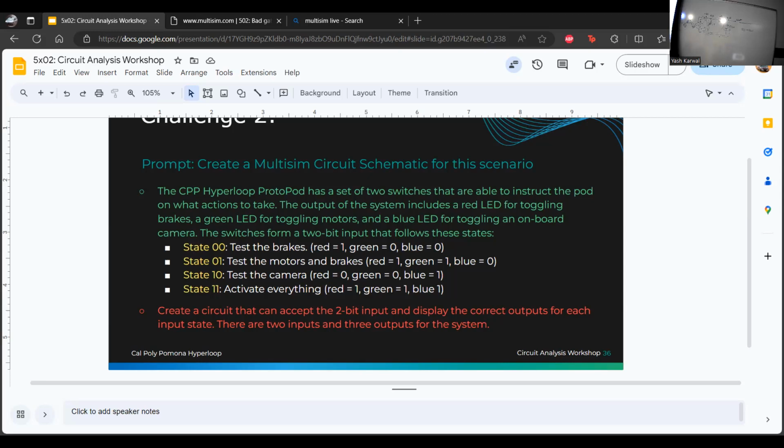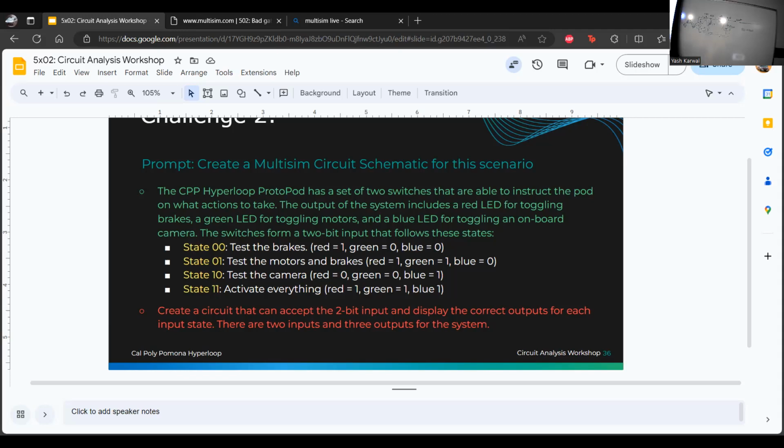Okay. You might want to do a truth table. Yeah. Truth table, all right. So what is a truth table? A truth table tells you the truth of the circuit. So you have 1, 2, 3, 4. Right. So you have input A, input B, right? And then you have RGB.